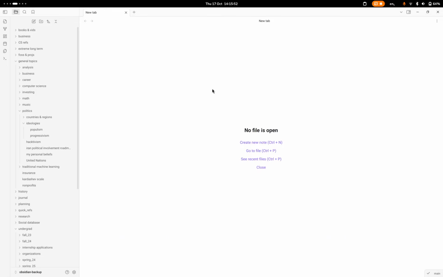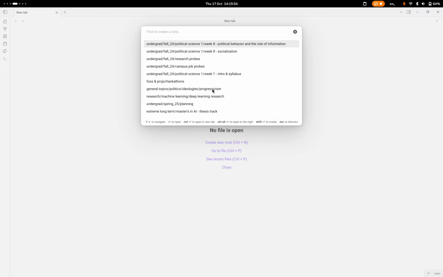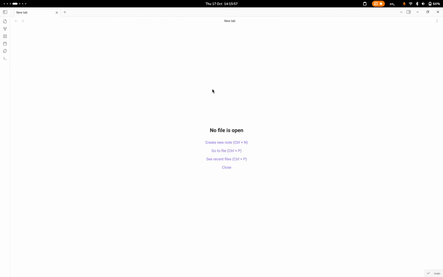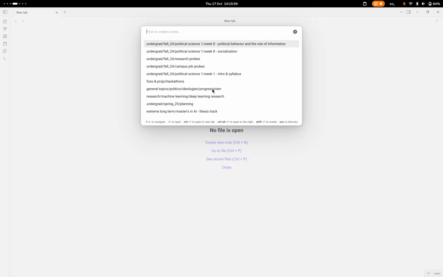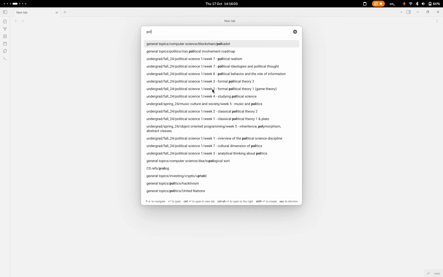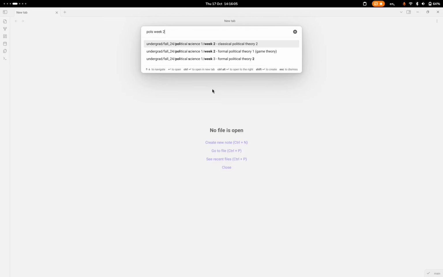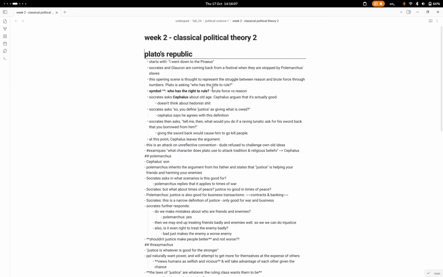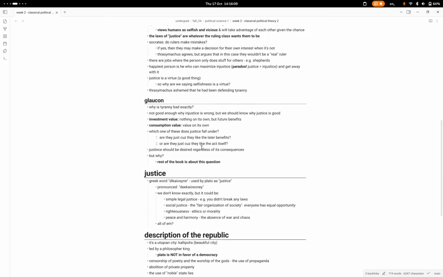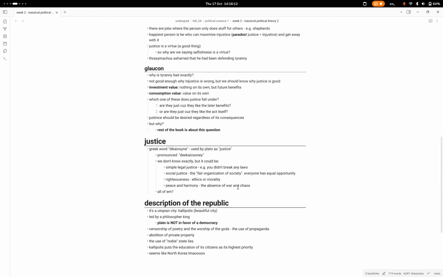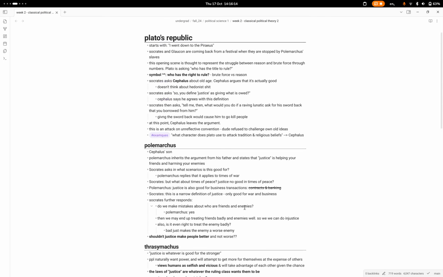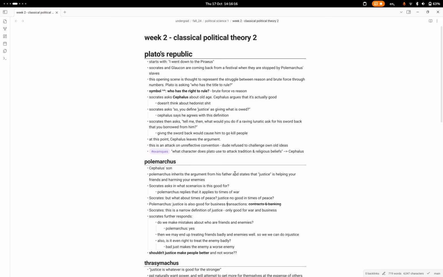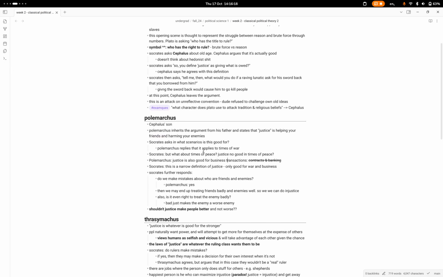Okay, here's how I like to study political science or any other basically non-technical subject in university. So let me quickly pull out my political science notes. Let's say we go to classical political theory, like the Republic, right? Plato's Republic has a bunch of characters, and these were some of the stuff that was on the exam.